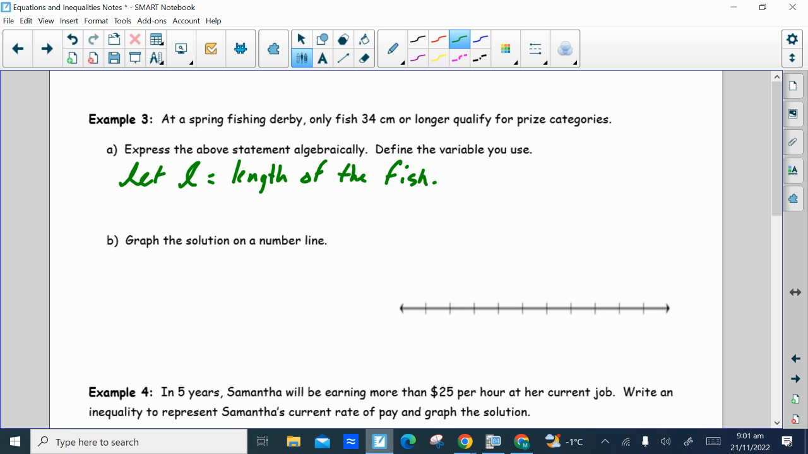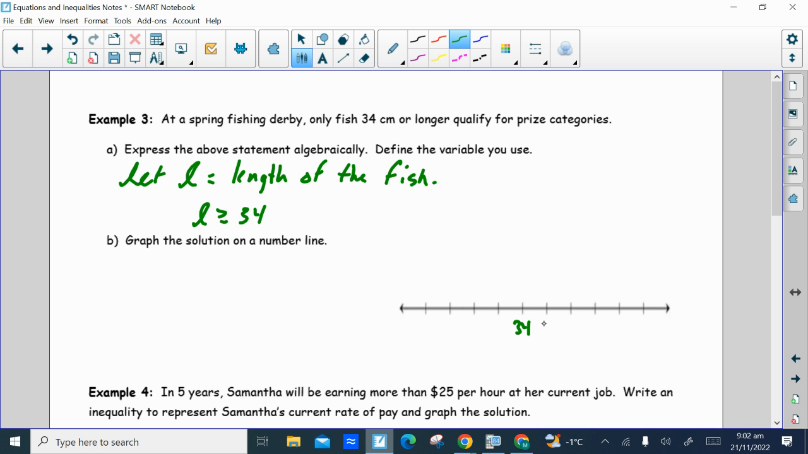And so in order to qualify for a prize, it must be 37 centimeters or longer. So we could say L is greater than or equal to 34. There's our inequality. And to put it on the number line, let's put 34 right in the middle. And really, that's all the numbers that you need.